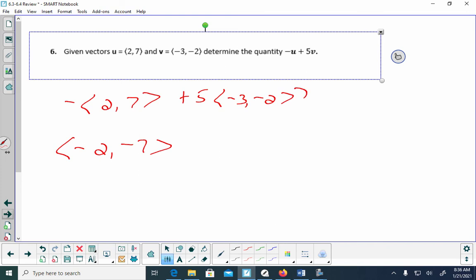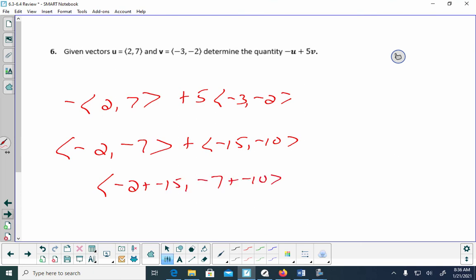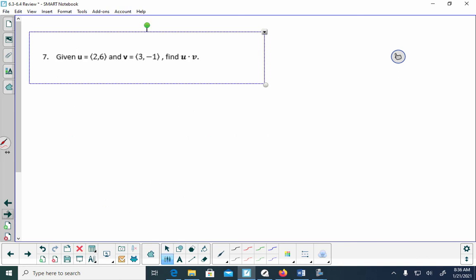So multiplying those by 5, I'm going to get negative 15, negative 10. And then when I add them, I'm going to have negative 2 plus a negative 15, negative 7 plus a negative 10. And my final answer is going to be negative 17, negative 17. On something like this, I would take my time to show all my work so I don't make a silly addition or subtraction mistake.